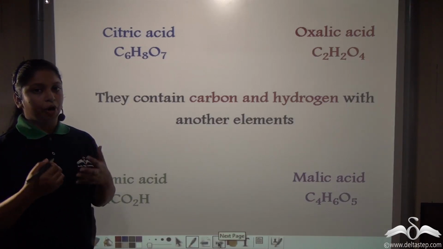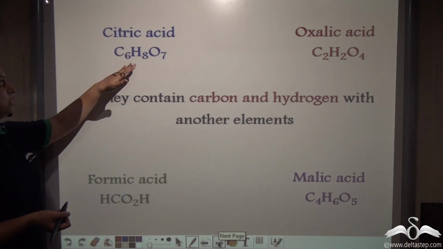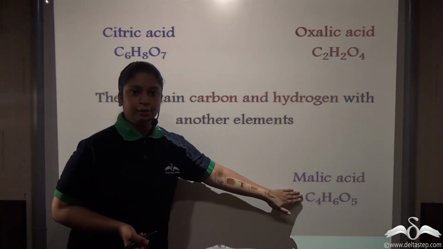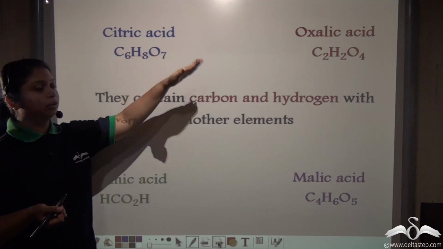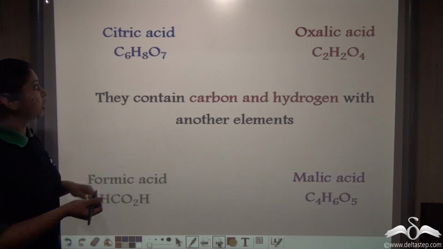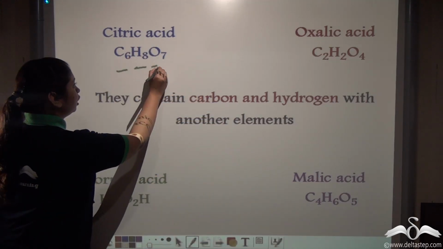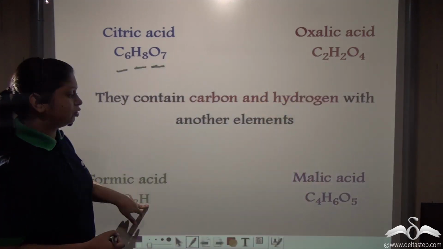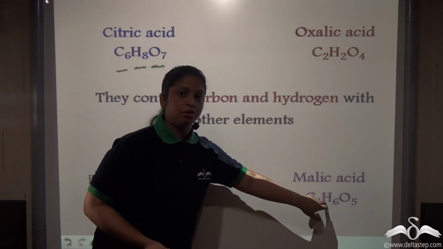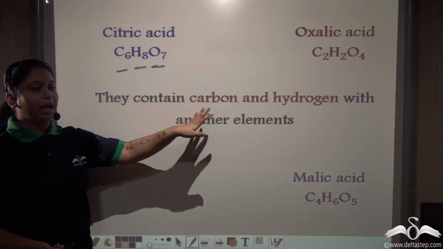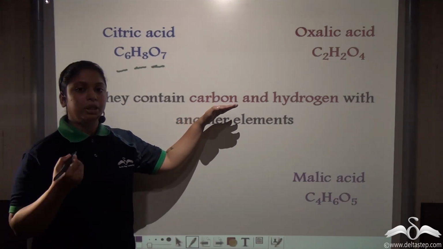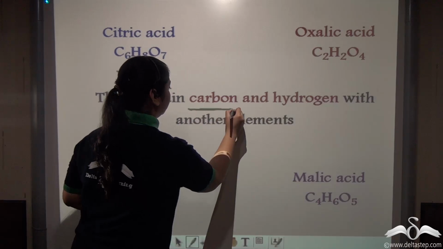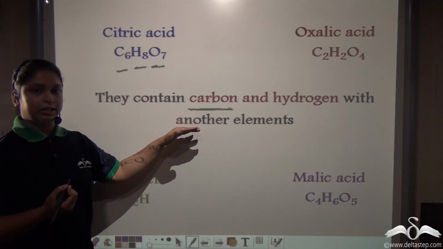Now, if we see the chemical formula of these particular acids like citric acid, oxalic acid, formic acid and malic acid, can you notice the common things in all these acids? Yes, all of them contain carbon, hydrogen and oxygen. See, carbon, hydrogen, oxygen, and again a combination of carbon, hydrogen and oxygen. So, these organic acids basically contain a combination of carbon and hydrogen. This carbon is very important, which is only present in organic acids.